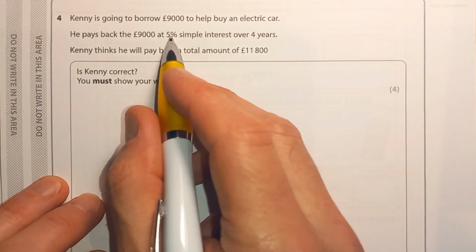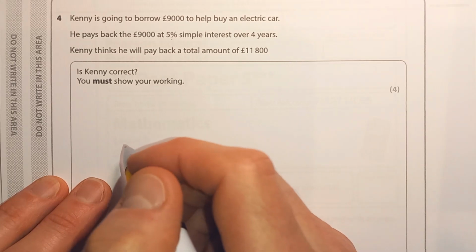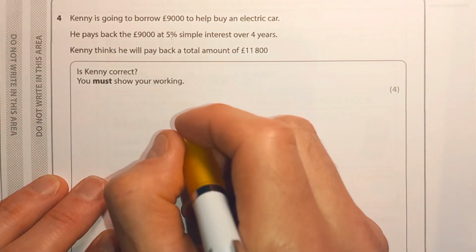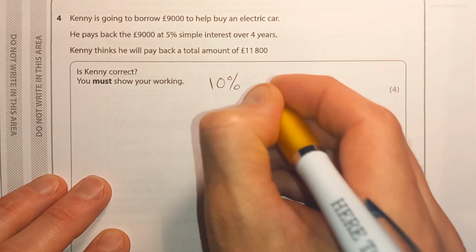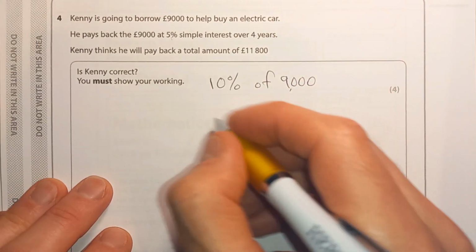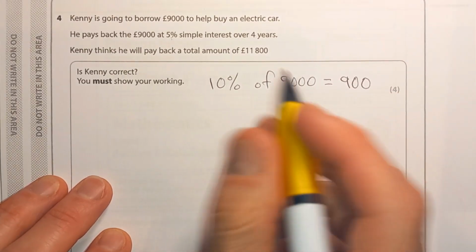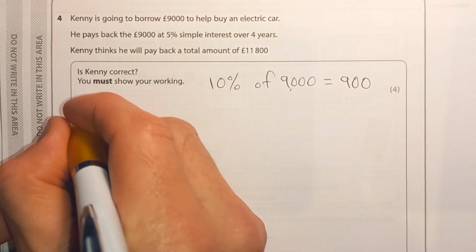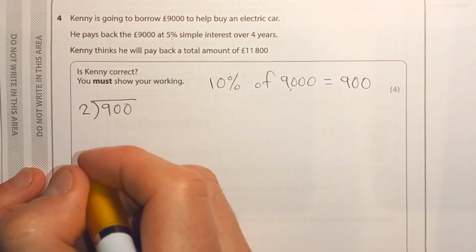So, what we need to do to start off with is work out what 5% of £9,000 is. You could do 5 divided by 100 times 9,000, but we're not going to do it that way because this is a non-calculator section. So we're going to say, well, what's 10% of 9,000? Well, 10%, we just take a 0 off, so it's going to be 900. And similarly to what we did in the previous question, if we want 5%, 5 is half of 10, so we want half of 900, or 900 divided by 2.